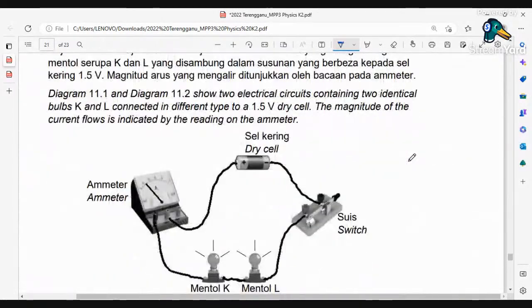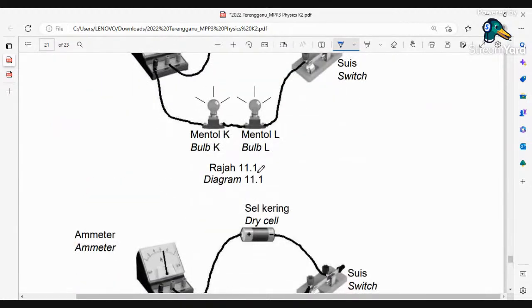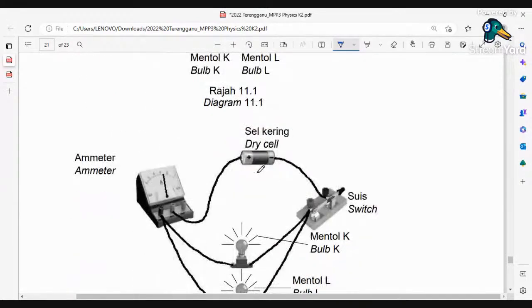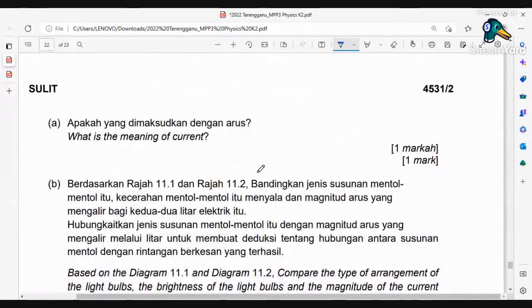Okay, section C. Diagram 11.1 and 11.2 show two electrical circuits containing two identical, same resistance, bulbs connected to different types of 1.5 volt dry cell. The magnitude of current flow is indicated by the reading of the ammeter. What is the meaning of current? Okay, rate of charge flow.